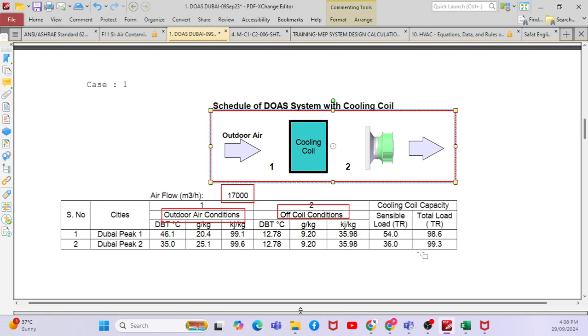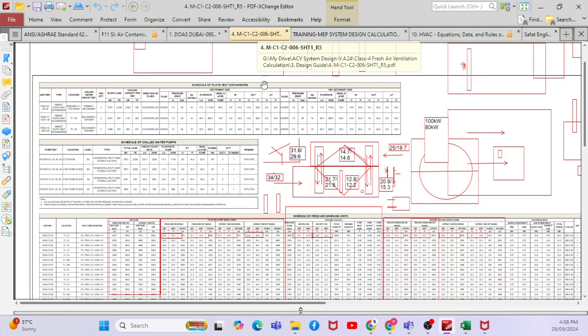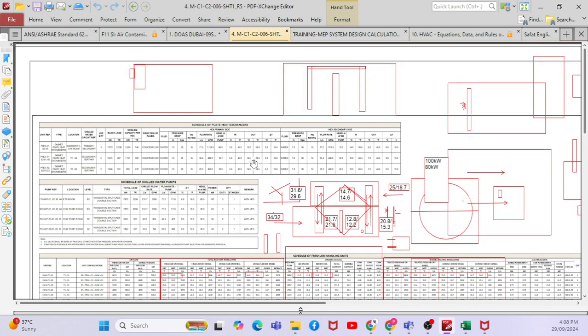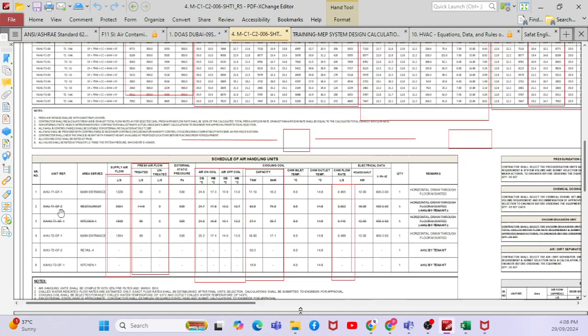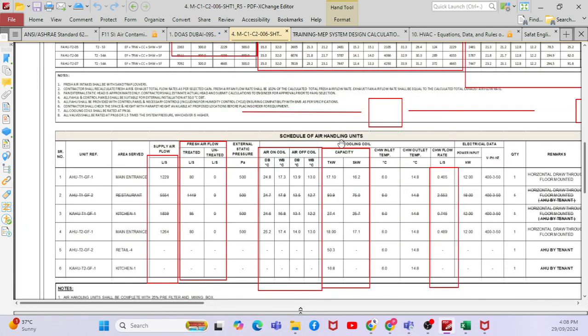So this is the capacity of the FAHU. When you go to any FAHU capacity, for example, this is one of my projects. You can see the schedule of air handling units. Normally what is required is the unit reference, area served, supply airflow rate, which you calculated based on ASHRAE 62.1, and the air on-coil temperature and air off-coil temperature based on the exercise we did just now. And for the capacity, you have total kilowatt and sensible kilowatt.